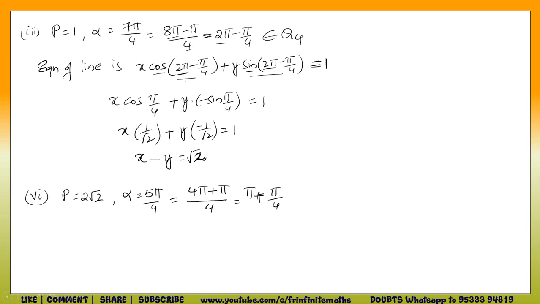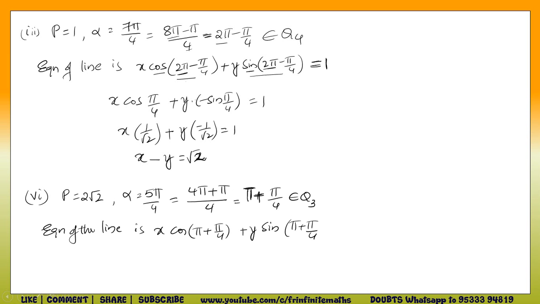So pi plus pi by 4 means which quadrant it is? So it belongs to quadrant number 3, because pi plus means 180 plus theta, it belongs to Q3. Now writing down the equation of the line, the equation of the line is given by x times of cos of pi plus pi by 4 plus y times of sine of pi plus pi by 4 is equal to, so what is the value of P? So P value is 2 root 2.